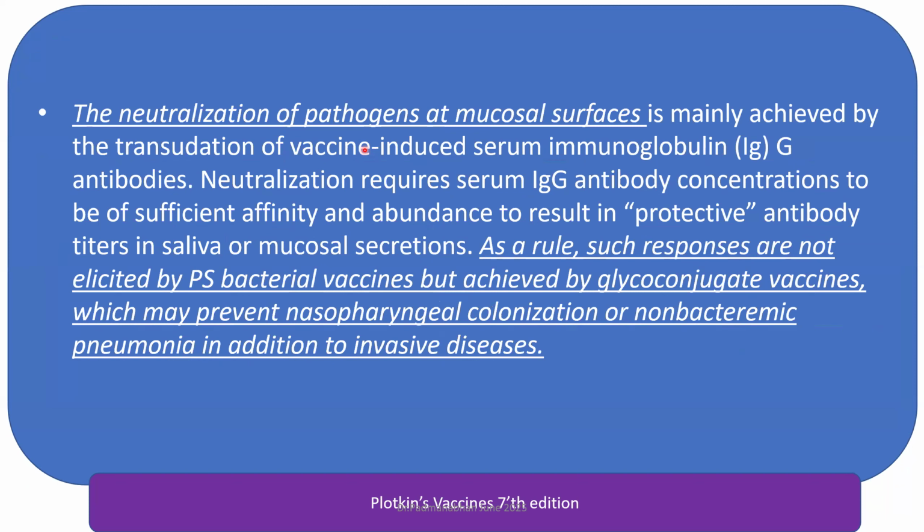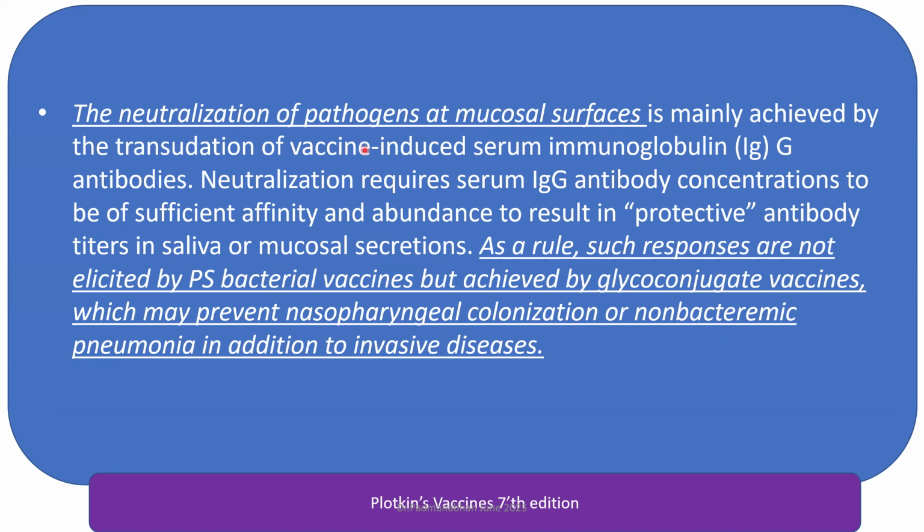I'll read through the next one, it'll save time. The neutralization of pathogens at mucosal surfaces is mainly achieved by the transudation of vaccine-induced serum IgG antibodies. Neutralization requires IgG antibody concentration to be of sufficient affinity and abundance to result in protective antibody titers in saliva or mucosal secretion. As a rule, such responses are not elicited by polysaccharide bacterial vaccines, but achieved by glycoconjugate vaccines, which may prevent nasopharyngeal colonization or non-bacteremic pneumonia in addition to invasive diseases.